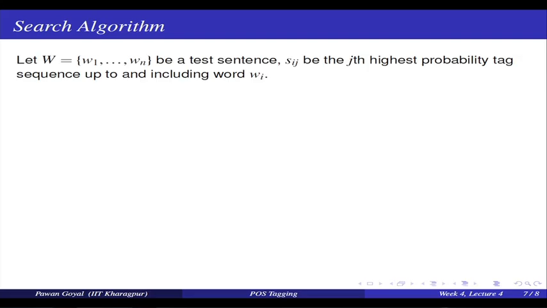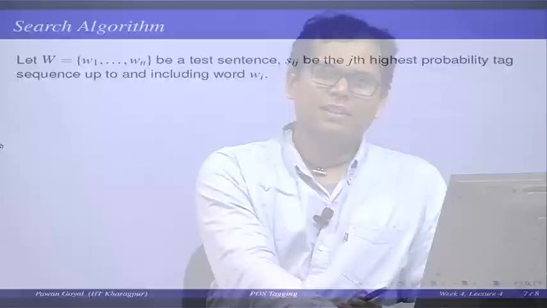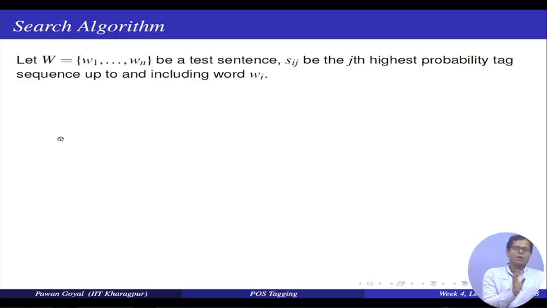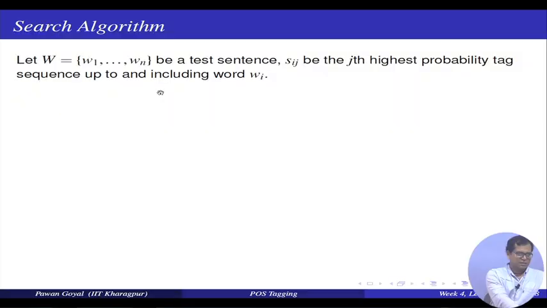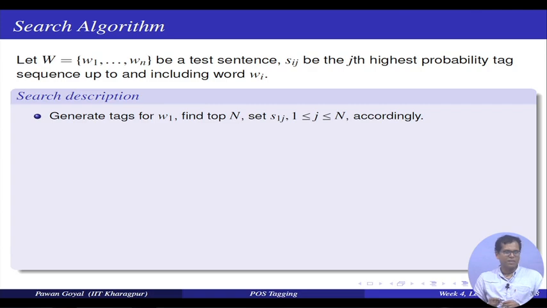So your test sentence contains words like W1 to Wn. Let us say that for the ith word, Sij denotes the jth highest probability tag sequence up to the word Wi. Now how does the algorithm work?